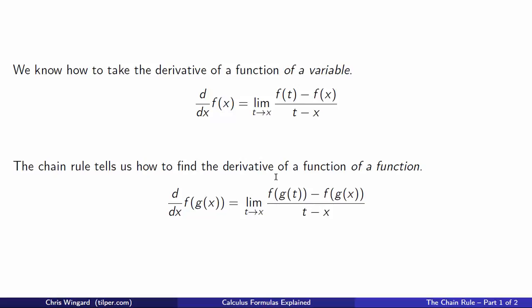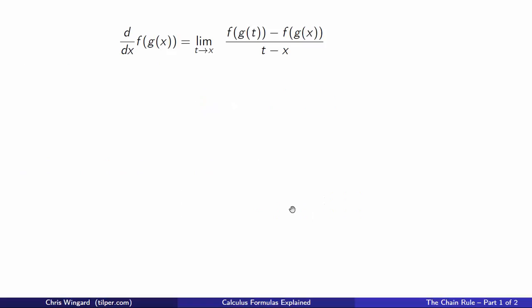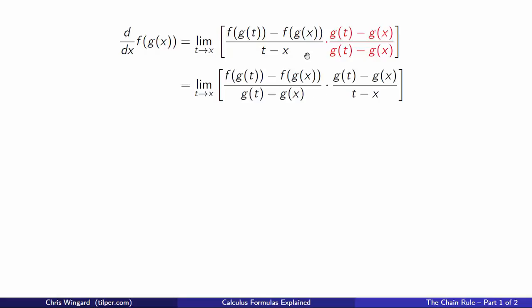And then what we have is f of g of t minus f of g of x, all divided by t minus x. So how do we work with that? Well, let's bring that to the next page. Then what I want to do is multiply the top and the bottom here by g of t minus g of x. And then in the denominator, I'm going to switch the g of t minus g of x with the t minus x. So all I did was just swap those two around.